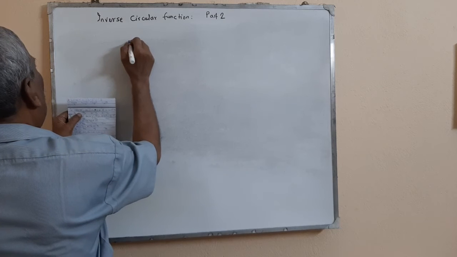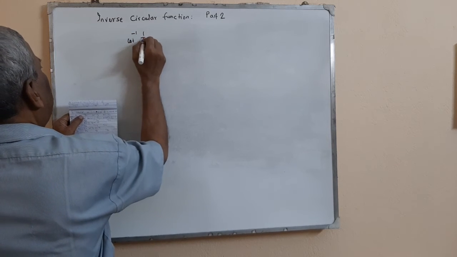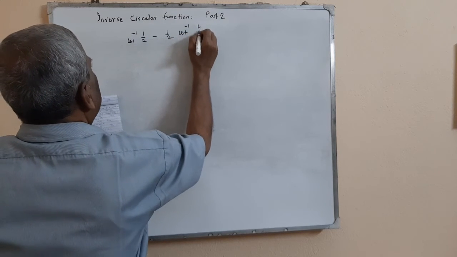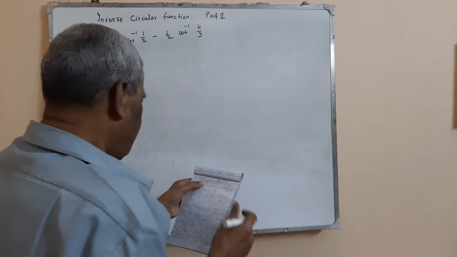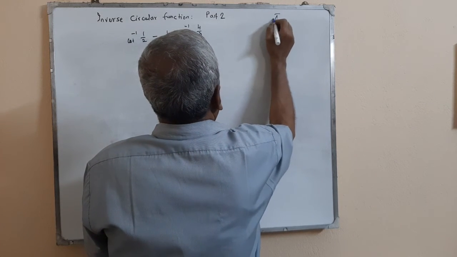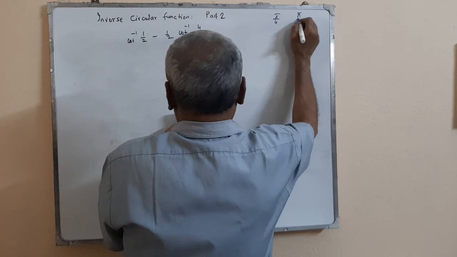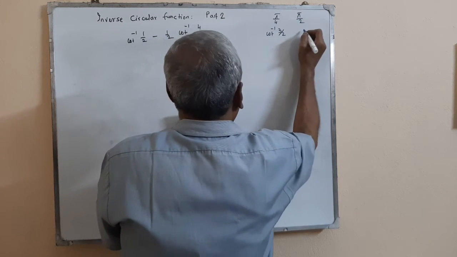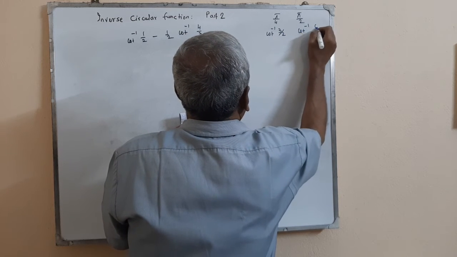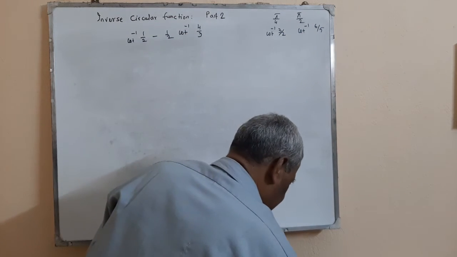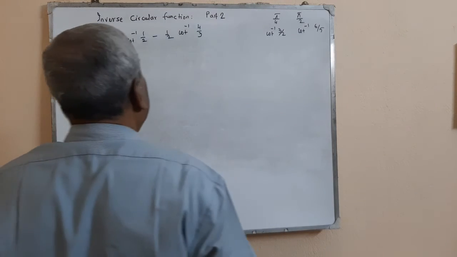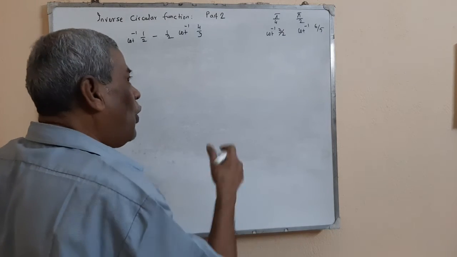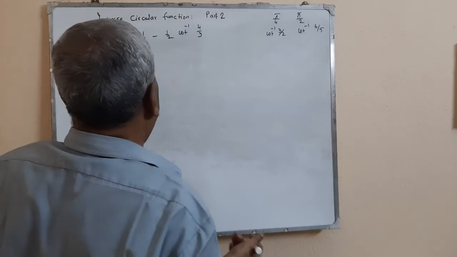Value of cot inverse half minus half cot inverse 4 by 3 is equal to. Options: pi by 4, pi by 2, cot inverse 3 by 2, cot inverse 6 by 5. Answers are in terms of cot inverse something or a constant like pi by 4, pi by 2, etc.